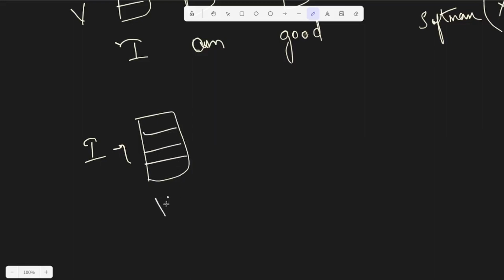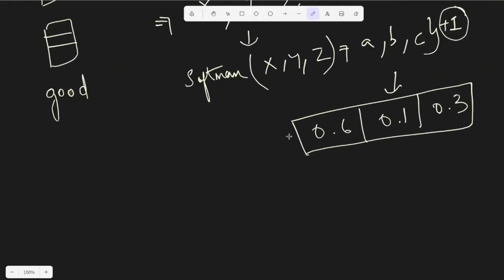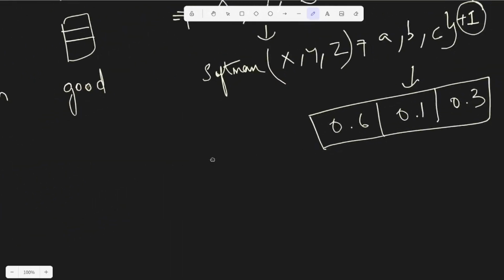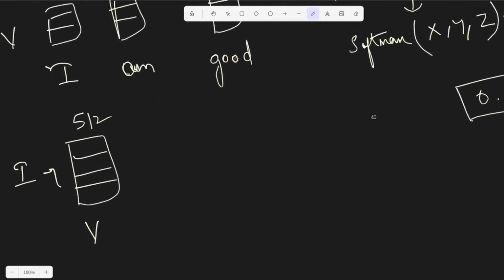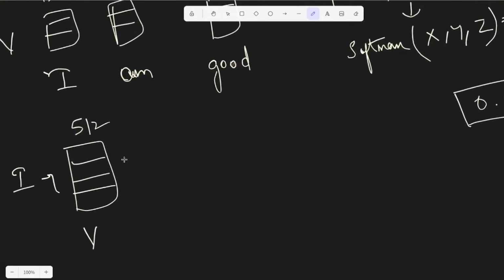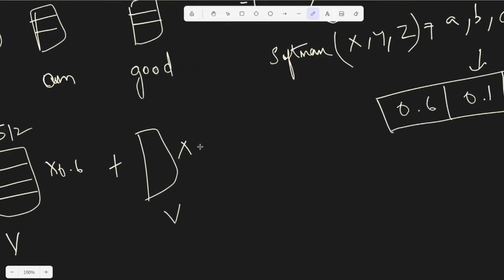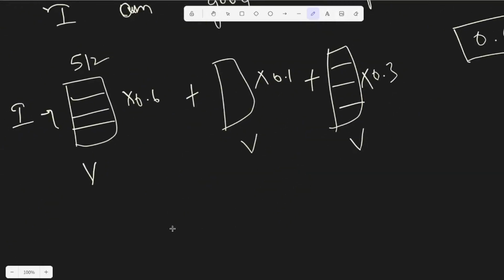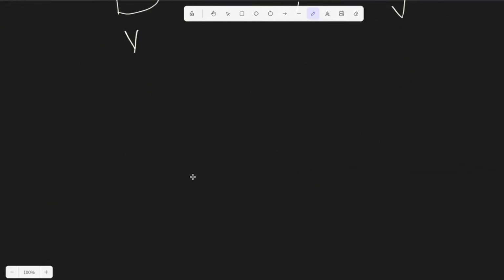This is the I value vector of size 5 and 2 again, and we're going to take the I value vector and multiply it with 0.6. We're going to take the am value vector and multiply it with 0.1, and we're going to take the good value vector and multiply it with 0.3. Sorry, I'll just take it down somewhere else.